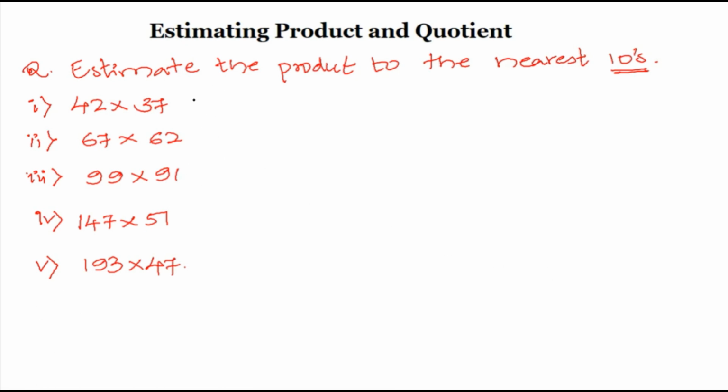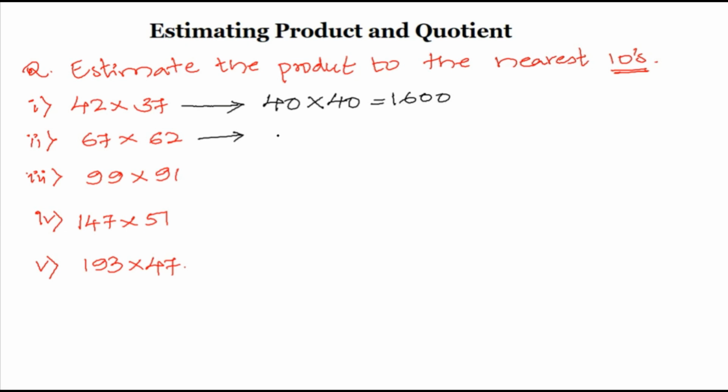I'll consider the first one, 42 multiplied by 37. When you round off this 42 to tens place, we have to actually look at units place. Here 42 is having 2 at units place, which is less than 5. Therefore, the rounded off number will be 40 multiplied by this 37. When you round it off to nearest tens, you have to look at units place. Units place is 7. It is larger than 5, so it again becomes 40. So the product is 1600.